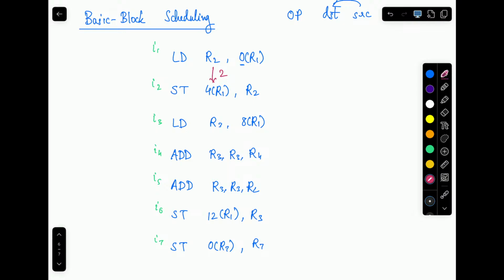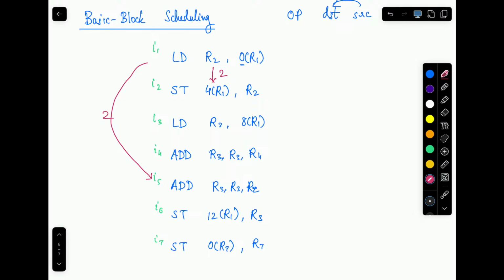I5, right? So I5 requires the result of R2. Let me write it more clearly. So this is R2. It requires the result R2 which is produced by I1. No other instruction produces R2. So in the program order, since it's in a basic block, the previous def of that value R2 is coming from I1. So I can draw an edge from I1 to I5 as well with what label?